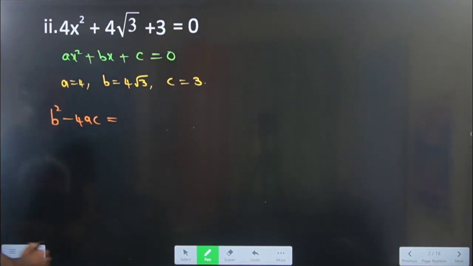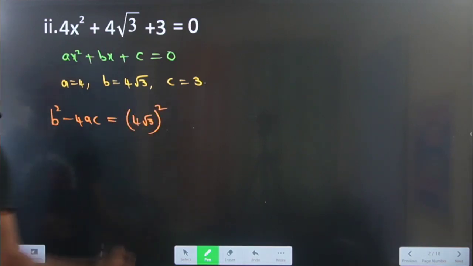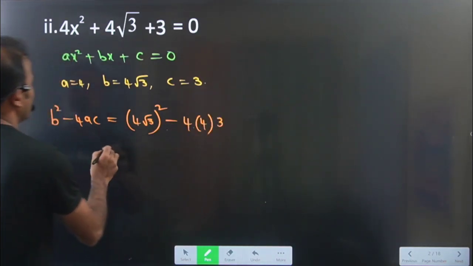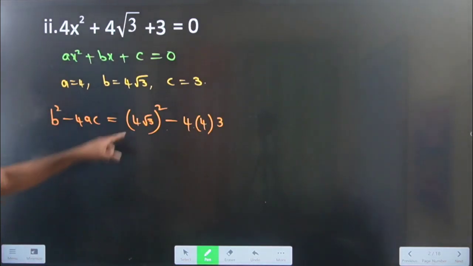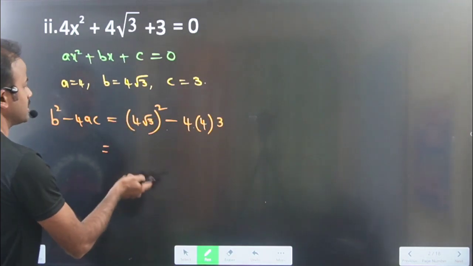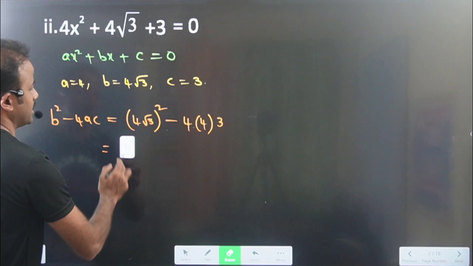So what is the b square here? That b value is 4 root 3, square means whole square, minus 4 into a into c, minus 4 into 4 into 3. Okay, now you see 4 square value is how much? 4 into 4 is 16. Root 3 into root 3 is 3. So 16 into 3 is coming, right? 16 into 3 we can write as 48.